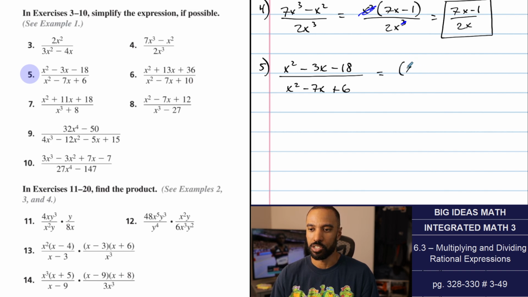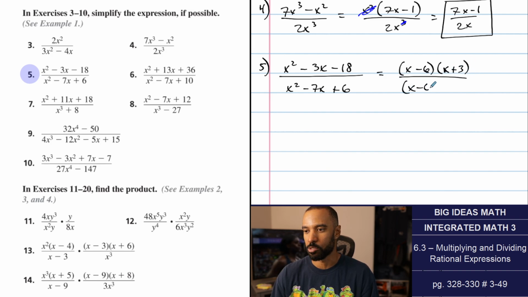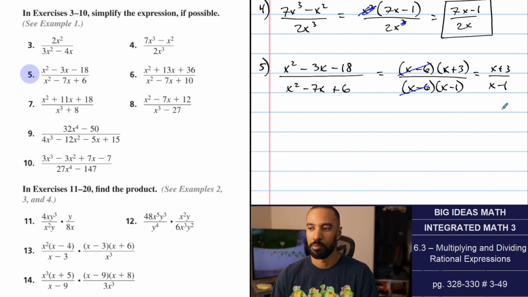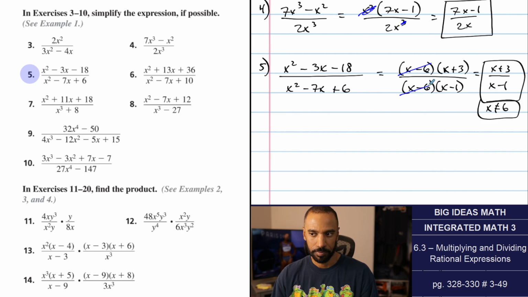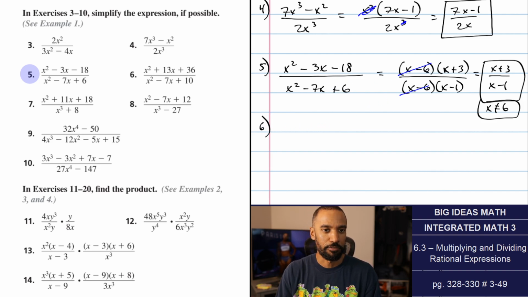This thing factors into x minus 6 times x plus 3. And on bottom, this factors into x minus 6 times x minus 1. The x minus 6's cancel. Sure, that means x can't equal 6. x can't equal 1 either, but hey, we can tell that x can't equal 1 because it's right there. But x can't equal 6 based on the original expression. If I substitute 6 into there, I'd get 0 over 0. I got to be able to fit these problems if I'm going to go left to right like this. Number 6.